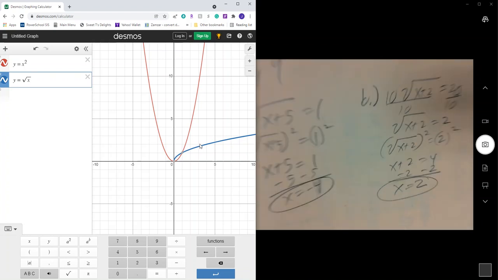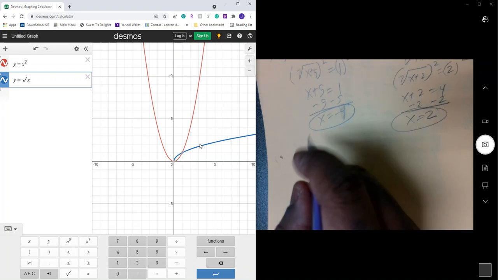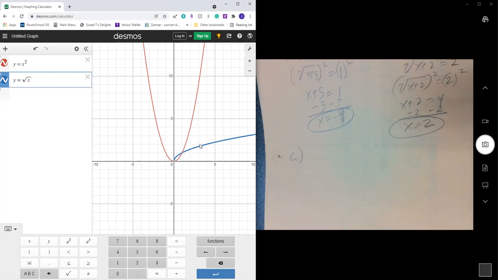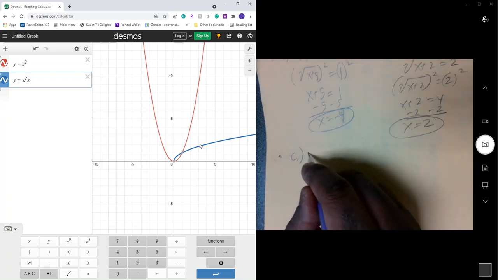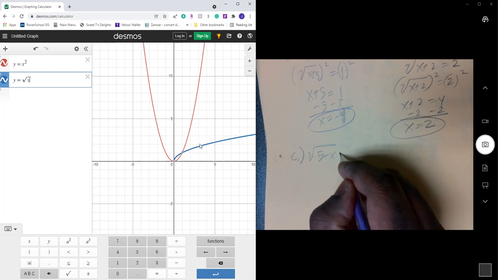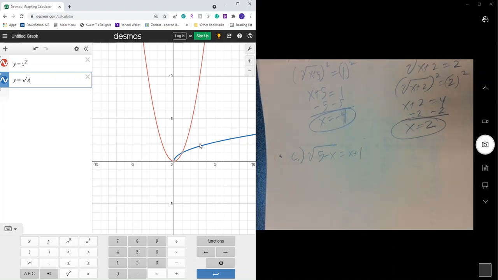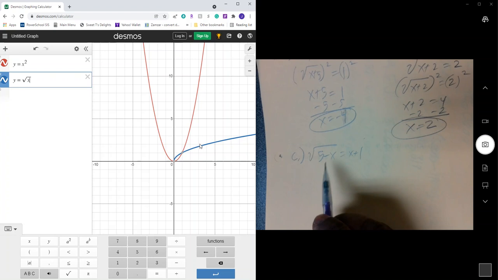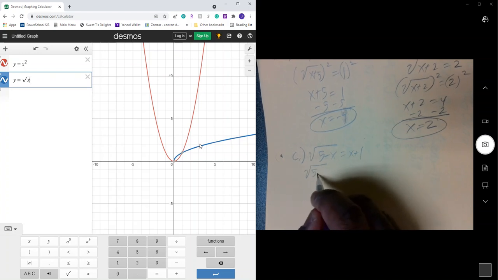Okay, now we go here to C. We have the square root of 5 minus x is equal to x plus 1. Now remember, we need to get rid of this square root, so we would square both sides.